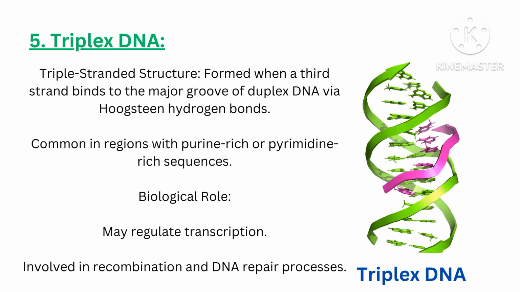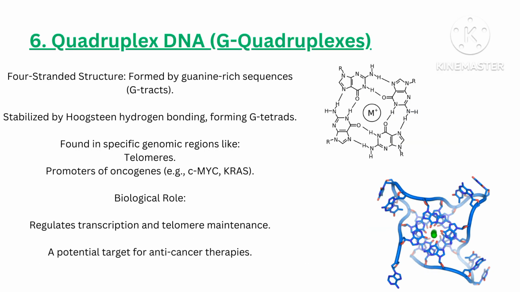5. Triplex DNA. Features: triple-stranded structure, formed when a third strand binds to the major groove of duplex DNA via Hoogsteen hydrogen bonds. Common in regions with purine-rich or pyrimidine-rich sequences. Biological role: may regulate transcription, involved in recombination and DNA repair processes.